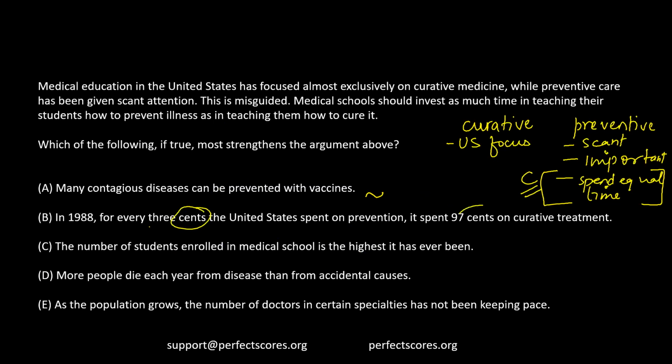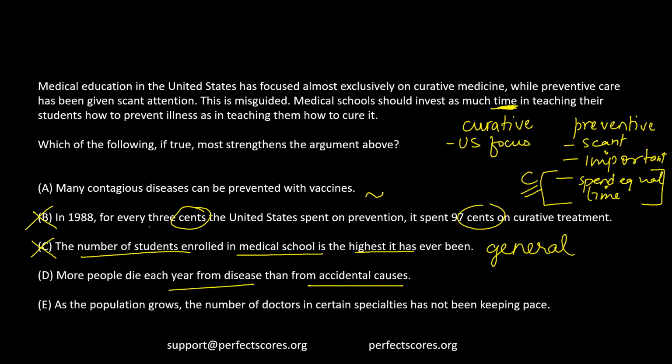because of sense, it's talking about money, but the argument talks about time. So B is wrong. C talks about number of students in medical school. That is too general. Doesn't make the distinction. D talks about accidents versus disease, but it doesn't really say preventable disease or non-preventable disease. So it does not matter. E: as population grows, number of doctors has not been keeping pace. It talks about doctors less in number. So yeah, A is fine.